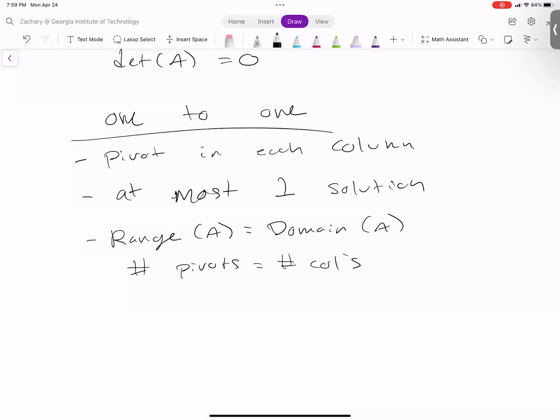Codomain is R^m, right? I don't know M's and N's. I can never remember them. The codomain is R to the number of rows. Yeah, sure.